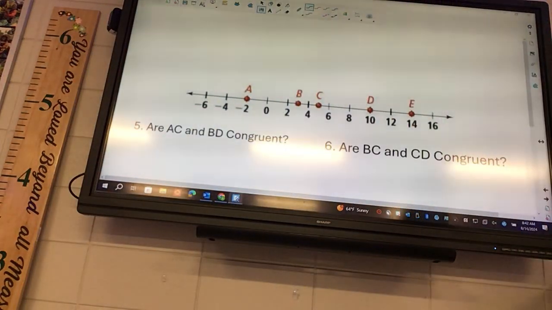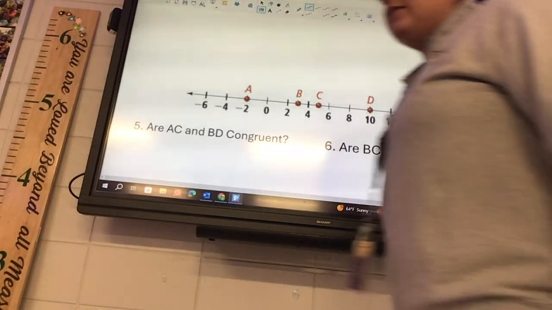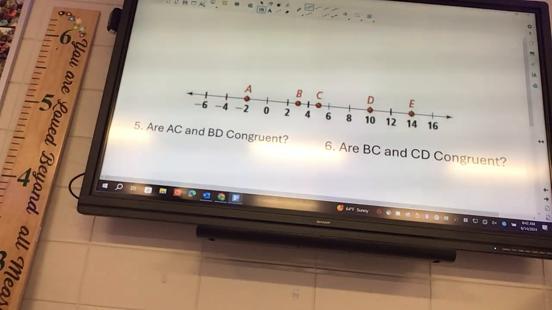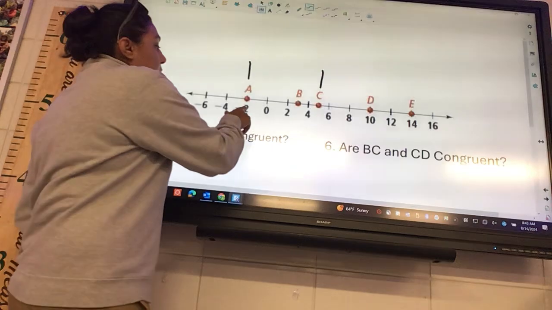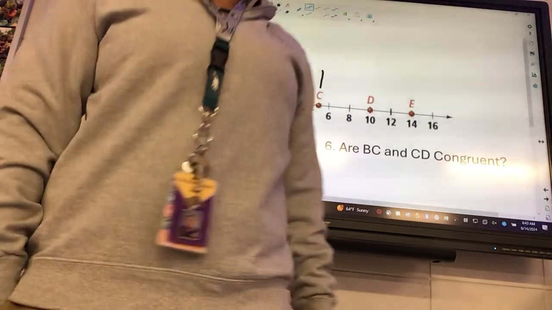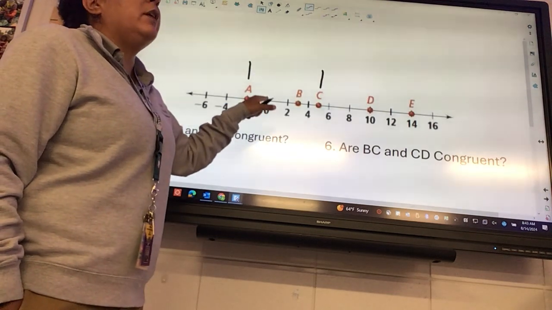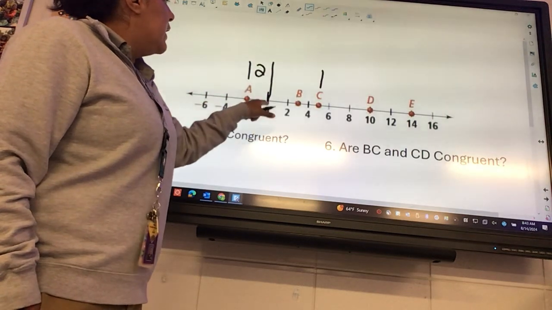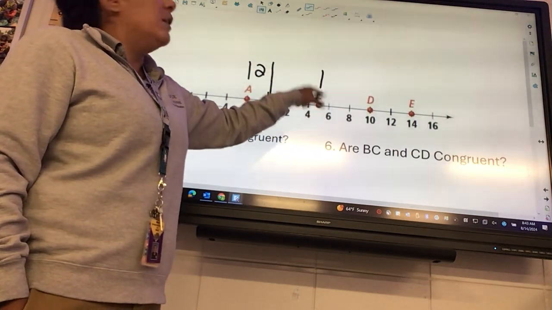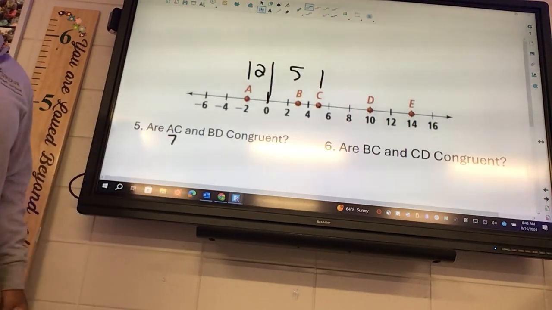Okay, now they want to know, are AC and BD congruent? Okay, so let's start with AC. Find A, find C. Okay, so A to C. First of all, A is on -2. What is C on? C is on 5. Okay, so we go from negative to the 0 and then 0 to the number. So -2 to 0 is how many units? 2. And then 0 to 5 is how many units? 5. So how much is from A to C? 7. So I'm going to put a little 7 right here so that way we know.